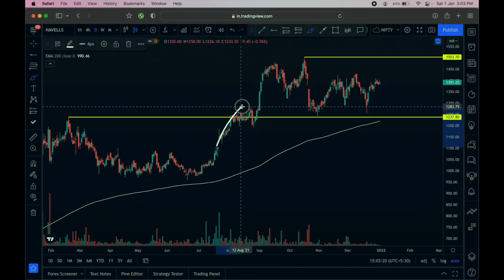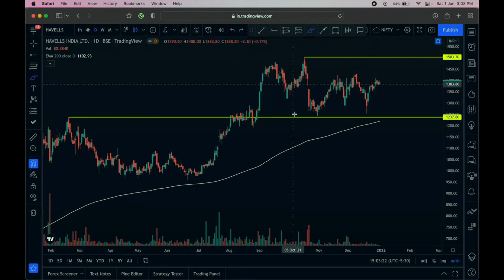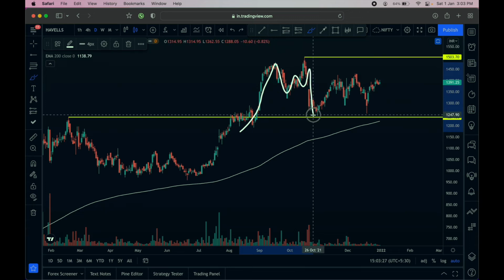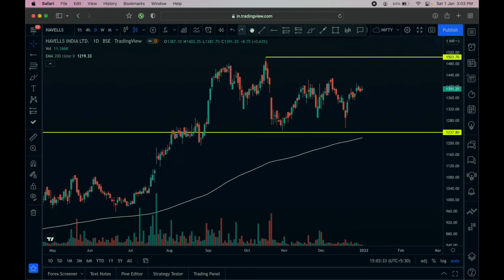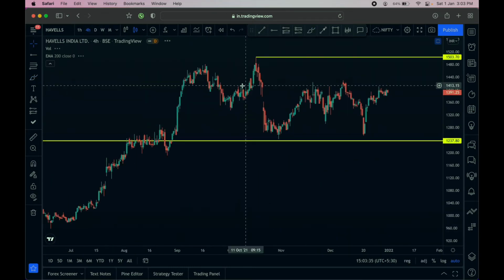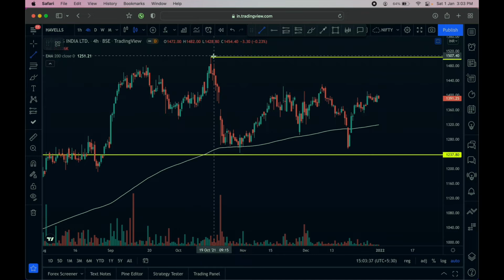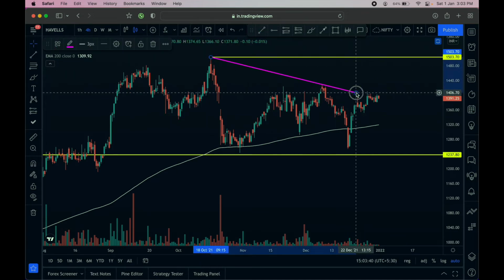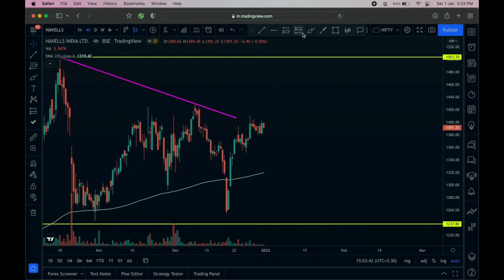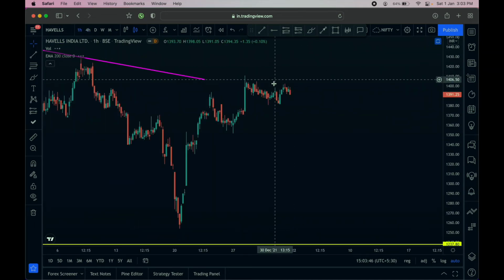Resistance once broken acts as a support, as evident here. Like we broke off the resistance, back at support. Now again it is coming. It has already bounced off from the same level. This can even act as a trade. Like if you draw a trend line from here, Havells is about to give a breakout. Wait for a good volume candle.